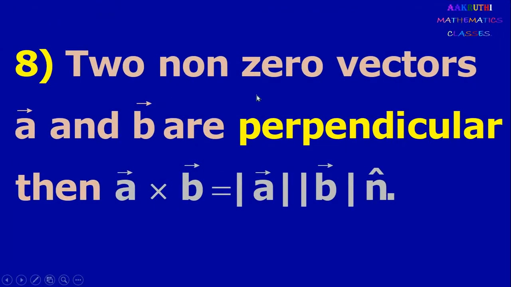Next one, if two non-zero vectors a vector and b vector are perpendicular, then a vector cross b vector equal to magnitude of a, magnitude of b into n cap. So here theta equal to 90 degrees. When theta equal to 90 degrees, sin 90 is 1. So therefore, we can write a vector cross b vector equal to magnitude of a, magnitude of b into n cap.